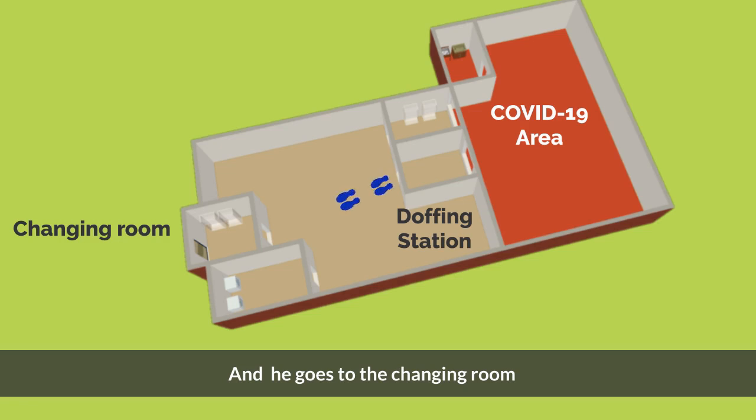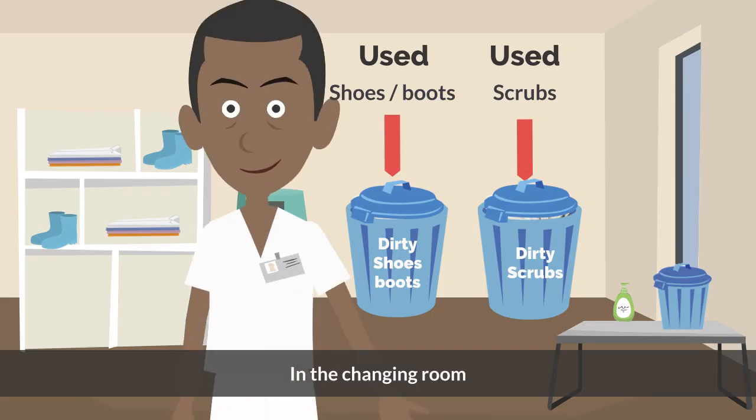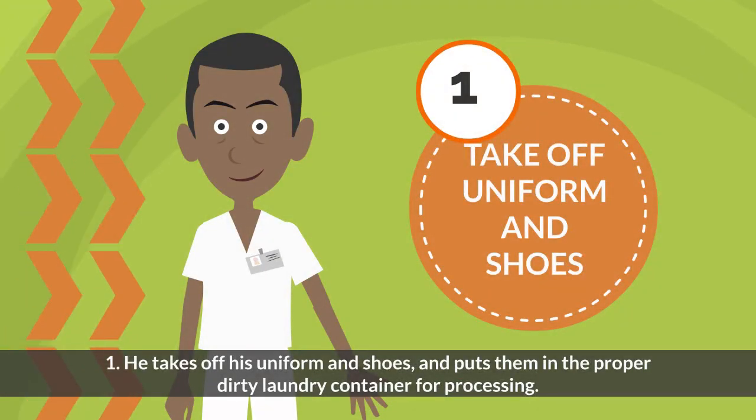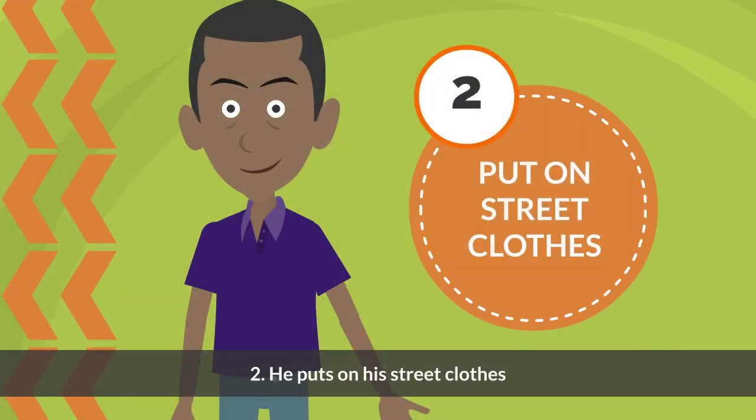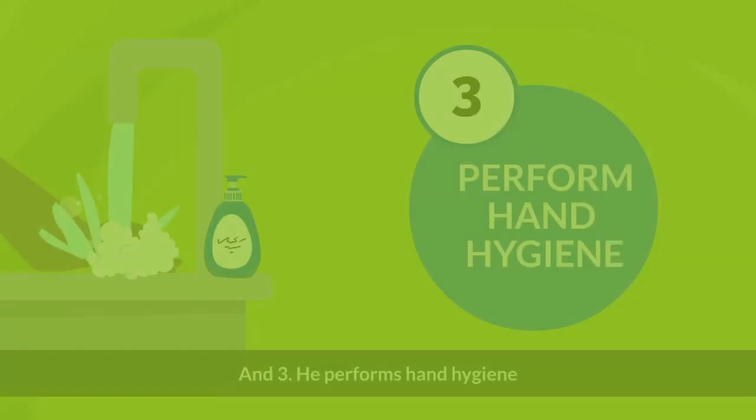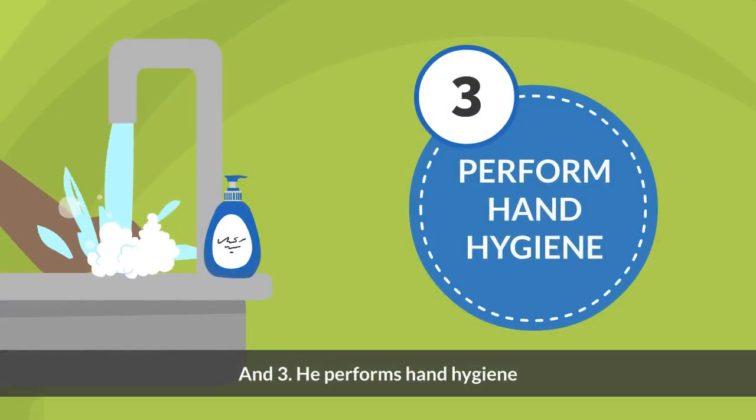And he goes to the changing room. In the changing room, 1. He takes off his uniform and shoes, and puts them in the proper dirty laundry container for processing. 2. He puts on his street clothes. And 3. He performs hand hygiene.